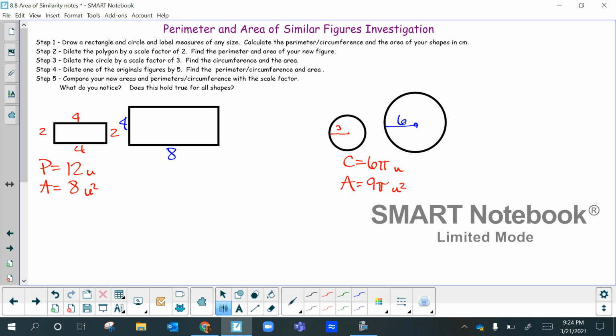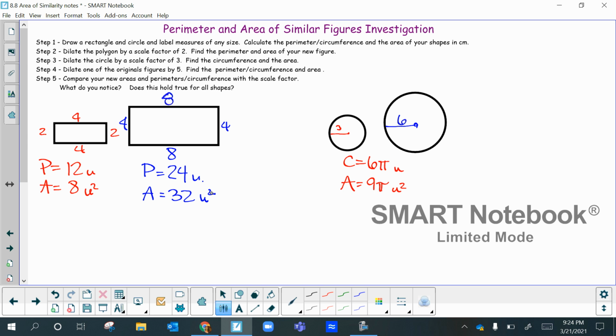And now it says find your perimeter and your area of your new figure. Okay, so this is going to be 8, not 4. This is 4. And perimeter of this one is going to be 8 times 3, which is 24 units. And then for the area, it's going to be 8 times 4, which is 32 square units.